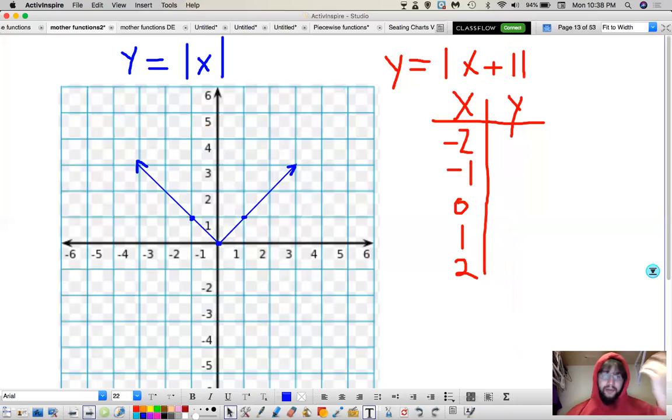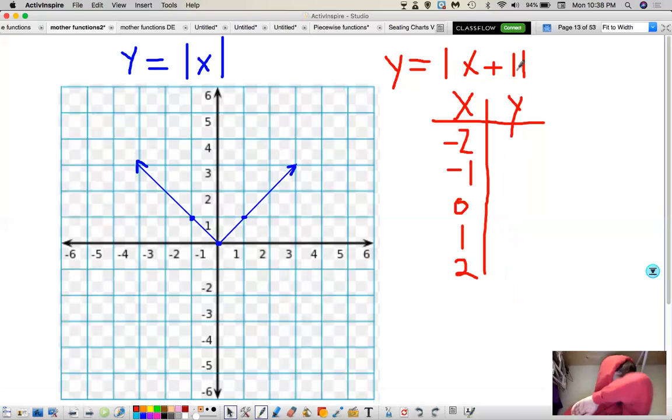All right, now this one, you better be able to tell me that's the absolute value mother function. -2 plus 1 is -1. Absolute value, that is 1, 0, 1, 2, 3. Just plug them in there in my head. Use a calculator if you need to. It's easy. -2, 1. -1, 0. 0, 1. 1, 2. 2, 3. I think you can see the picture here.